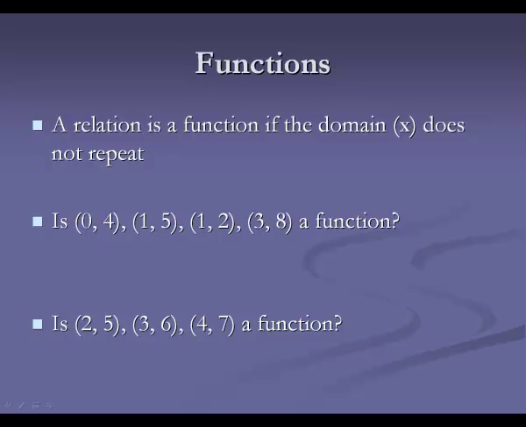So in this first example, we have the coordinates (0, 4), (1, 5), (1, 2), and (3, 8). Since we repeated the value 1 in the domain, or the x values, this makes it not a function because there's repeating involved. Think about it: repeating yourself is bad, it makes you not a function.